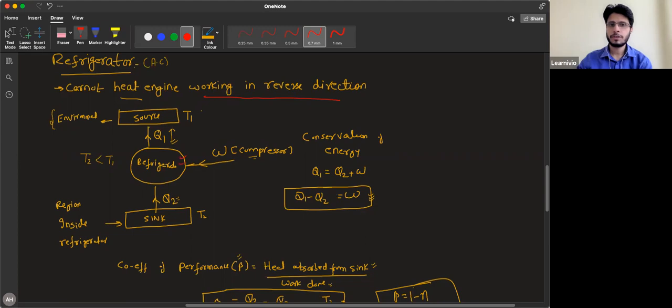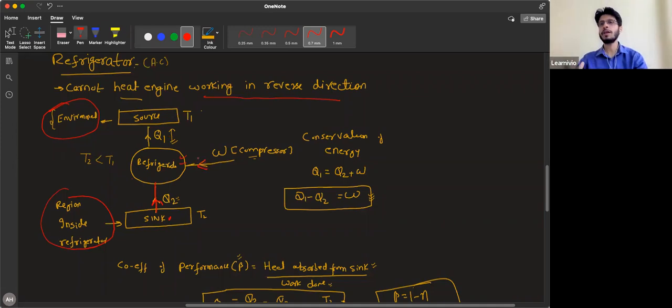So this is the refrigerator. This is the sink region inside the refrigerator. This is the source, the environment. This refrigerator takes some heat from the sink, which is at lower temperature, and rejects it to the source, which is at higher temperature. Now, one statement of the second law of thermodynamics says a self-acting machine cannot transfer heat from low to high temperature. T2 is low temperature, T1 is high temperature. So this refrigerator is transferring heat from low to high temperature, which is not possible for a self-acting machine. So here you have to do some work on the refrigerator.